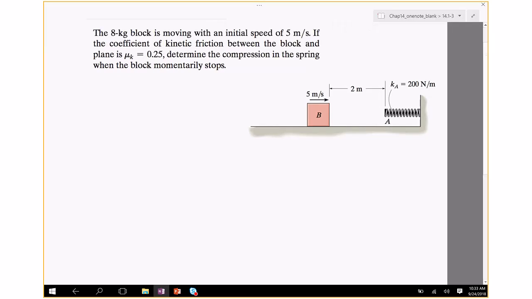The 8 kg block is moving with an initial speed of 5 meters per second. If the coefficient of kinetic friction between the block and the plane is 0.25, determine the compression in the spring when the block momentarily stops.